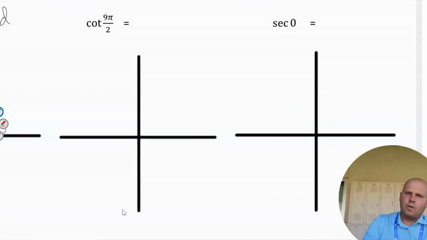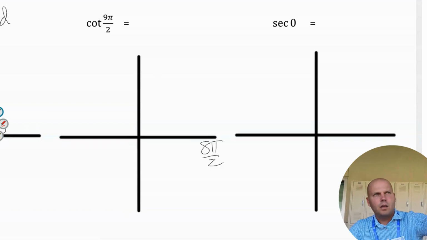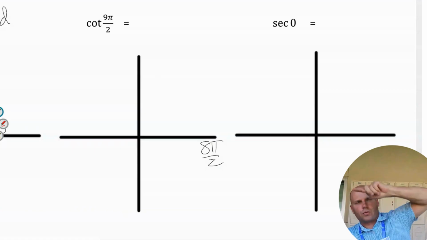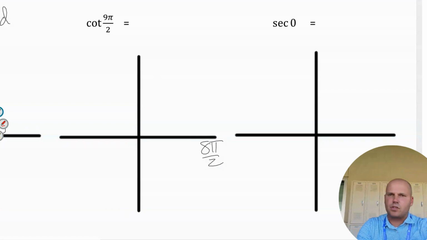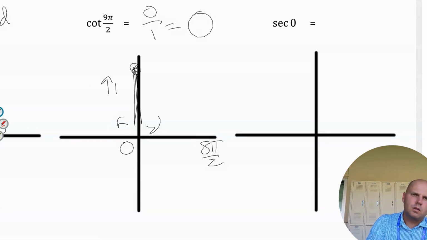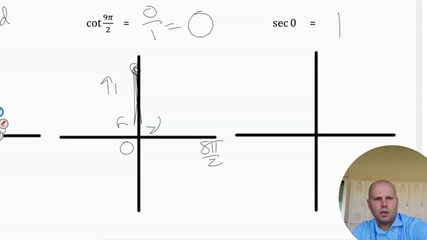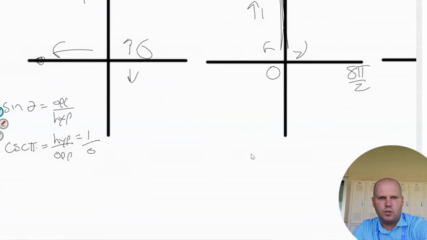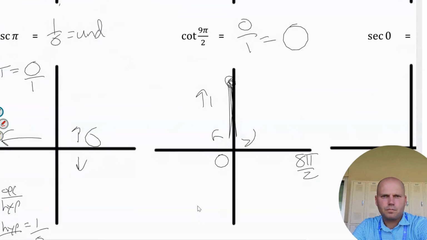Oof. I feel like we did 8 pi over 2. 8 pi over 2 is like 4 pi. That's going to be over there at 0. Like 1, 2, 3, 4 pi. Add a pi over 2. We got adjacent. If we go straight up here, adjacent is 0. Opposite is 1. Adjacent over opposite. And then cosine of 0 is 1. Flipped is 1. Okay.